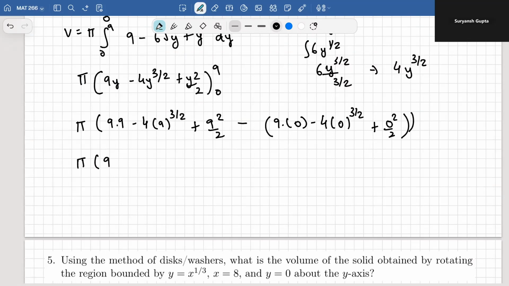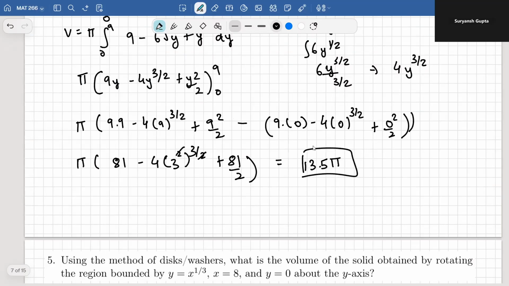which is essentially pi times 9 times 9, which is 81, minus 4. I can also write this as 3 squared, 3 over 2, and then this and this get canceled, plus 81 over 2. And when I simplify this function, I end up getting 13.5 pi, which is my final answer.